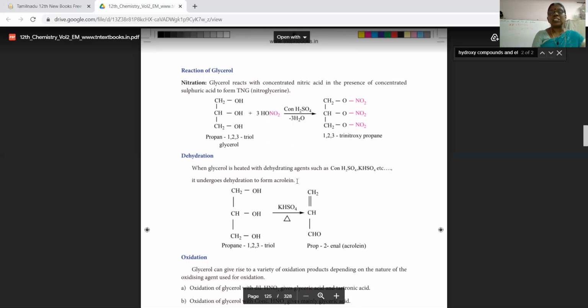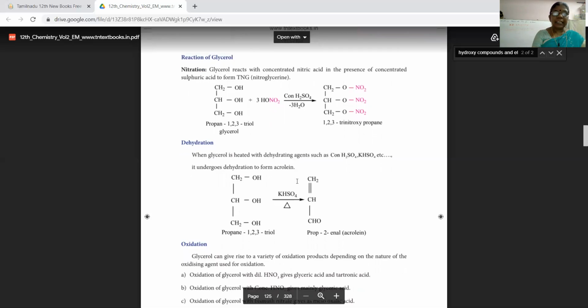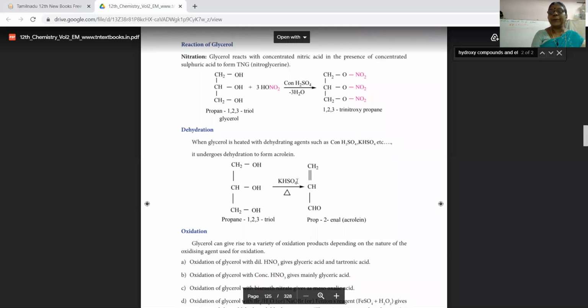The H in all the alcoholic groups is removed and NO2 is substituted in that place. So you will get CH2ONO2, CHONO2 and CH2ONO2. That is called 1,2,3-trinitroxypropane. Next is dehydration, which I already told you.